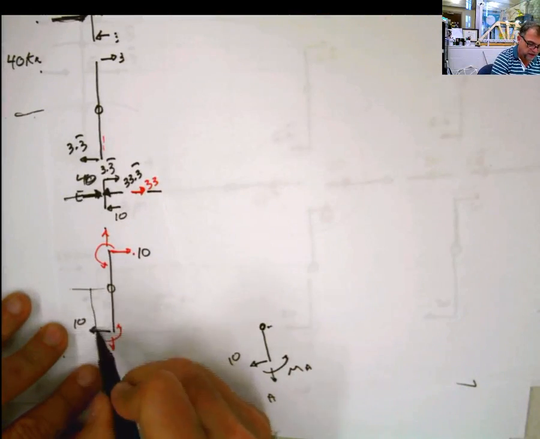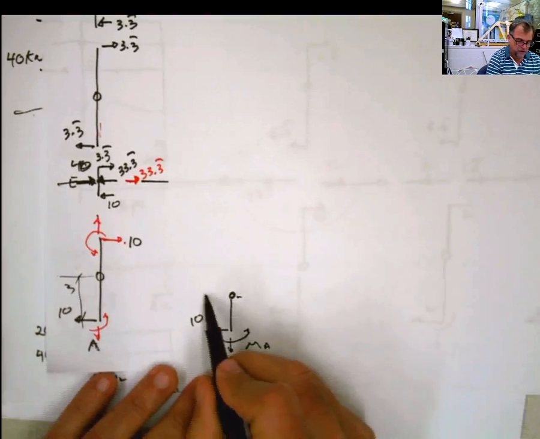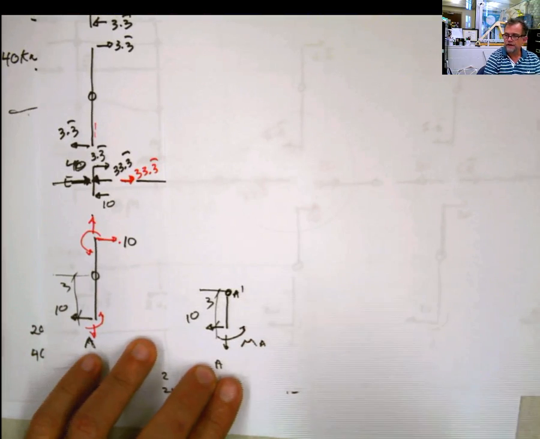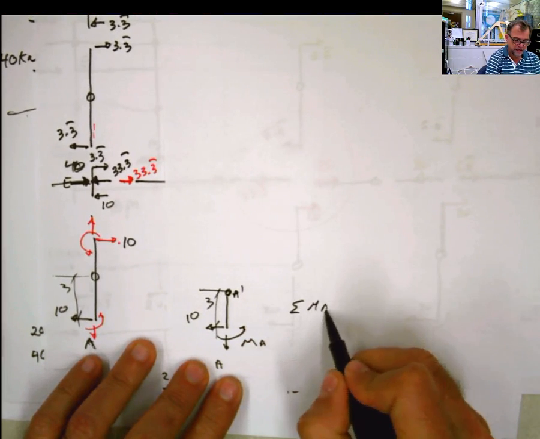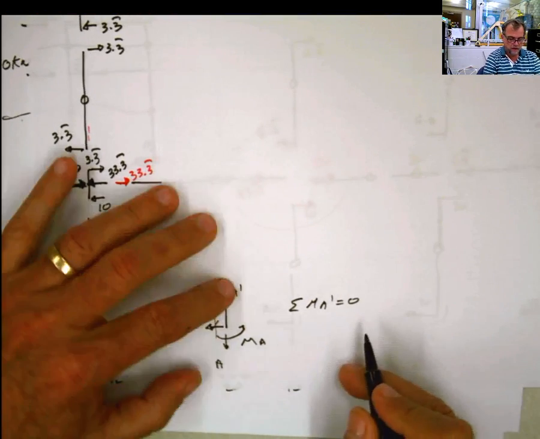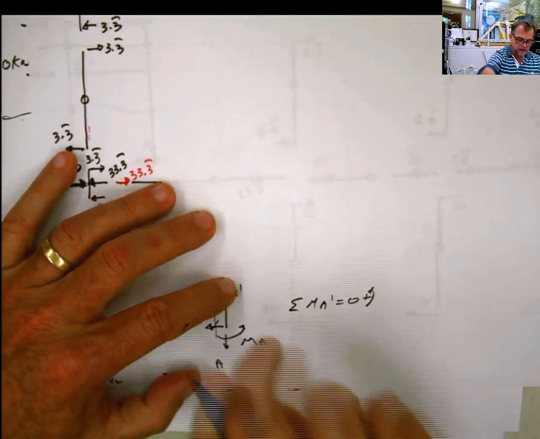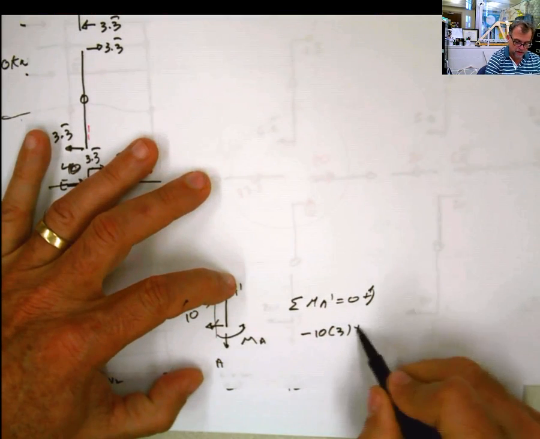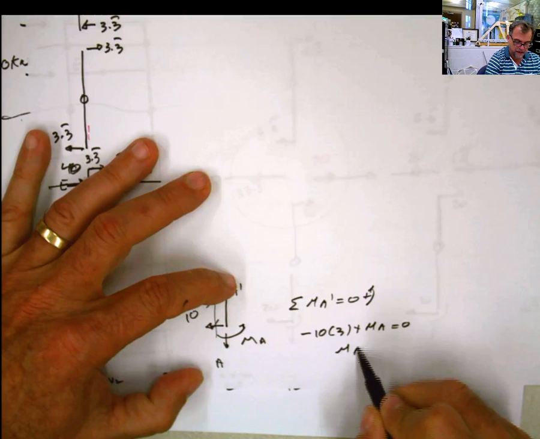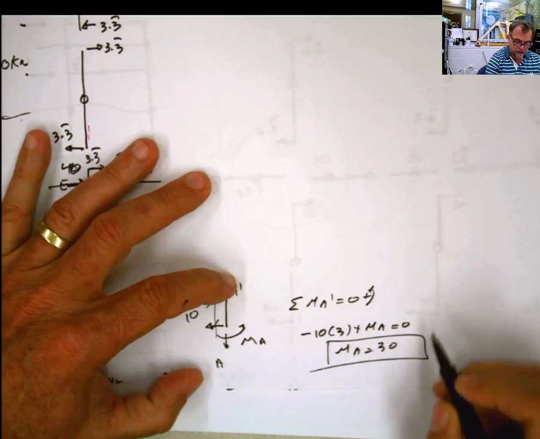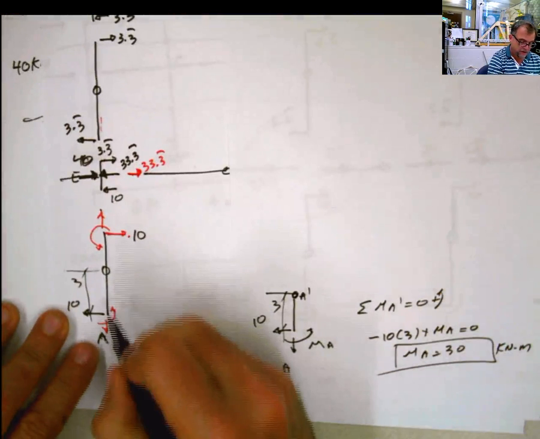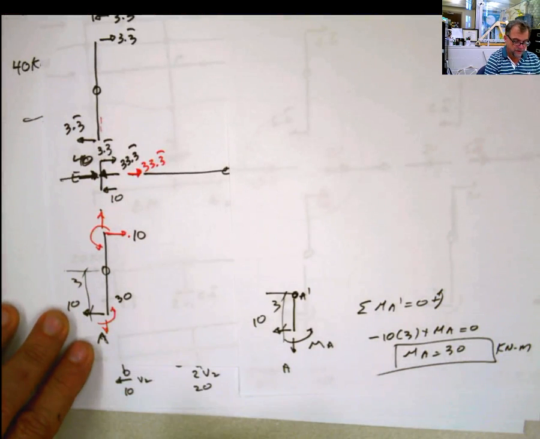So I know that this distance is 3. If I call this point A prime, for example, and I do summation of moments at A prime equals 0, then I'm going to have, and I say this is positive, negative 10 times 3 plus MA equals 0, and MA equals 30. Remember, from time to time, put the units kilonewton meter, but imagine what a mess it is if I start putting units everywhere. So this is 30, that moment. Easy peasy.